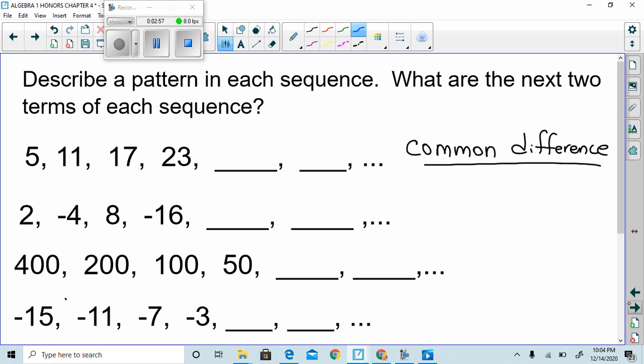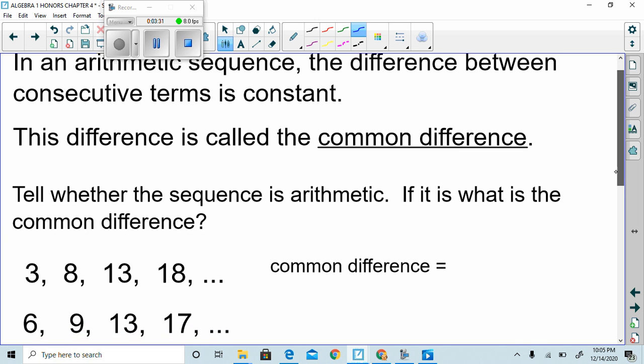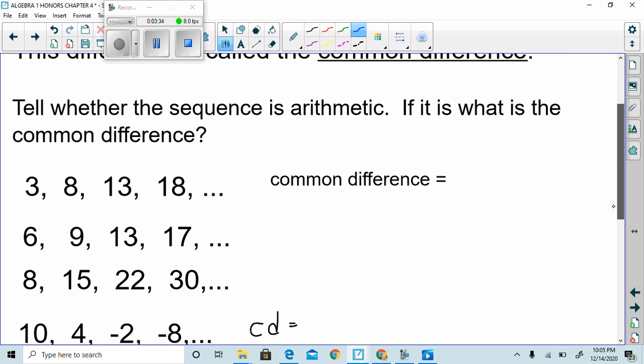So you'll see that on this slide I have this word common difference. In an arithmetic sequence, again, they're not all arithmetic sequences, but in the ones that are arithmetic sequences, there is something called a difference between each 2 terms that's constant, and we refer to that constant as the common difference. So if it's the same throughout the pattern, then we have a common difference and we have an arithmetic sequence. So you're going to determine whether the sequence is arithmetic, and if it is, what is that common difference?